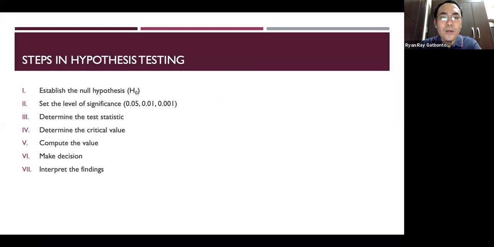So let's have an example. Before we proceed with the example, we will still follow the steps in hypothesis testing. As we discussed in the previous video, we will first establish the null hypothesis, set the level of significance, determine the test statistic that we will use, and determine the critical value. The next step is to compute the actual value, for which we will be using Microsoft Excel as our tool, and then make a decision based on the computed value and interpret the findings.